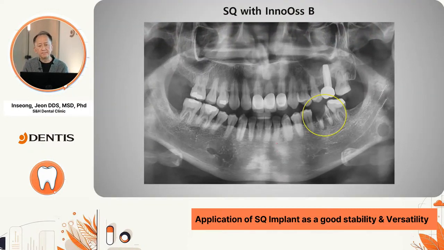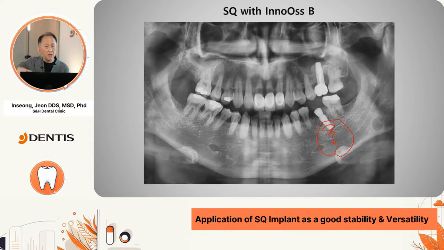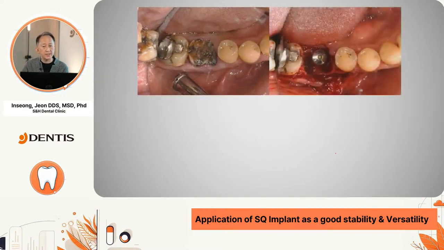Lower left side, very easy case, because the apical lesion and inferior canal have very sufficient dimension here. This dimension means immediate placement is highly predictable here. I try an SQ implant, 5.0, 10 millimeter implant here. Okay, this is the final result. Tooth extraction. And then SQ implant, 5.0, 10 millimeter.